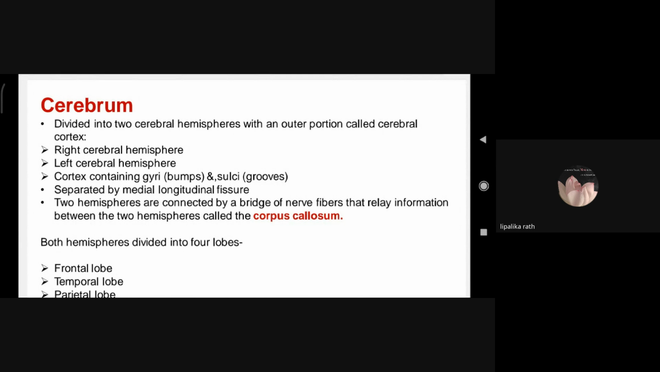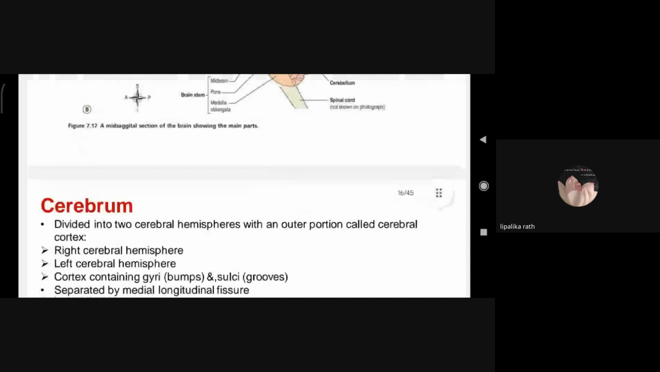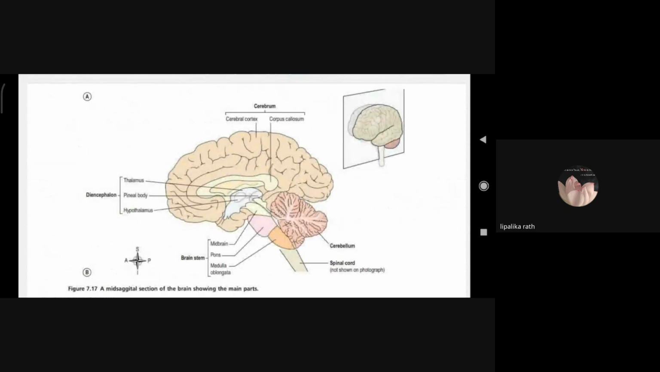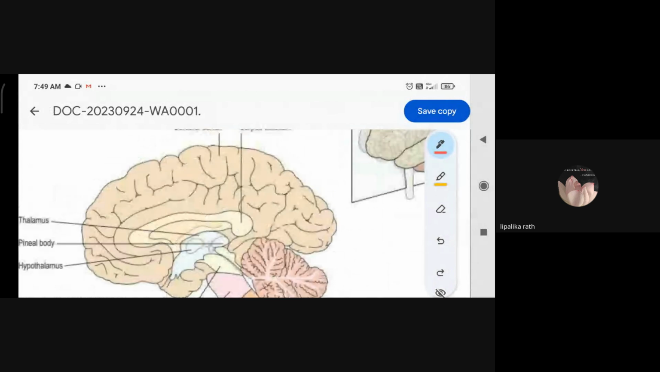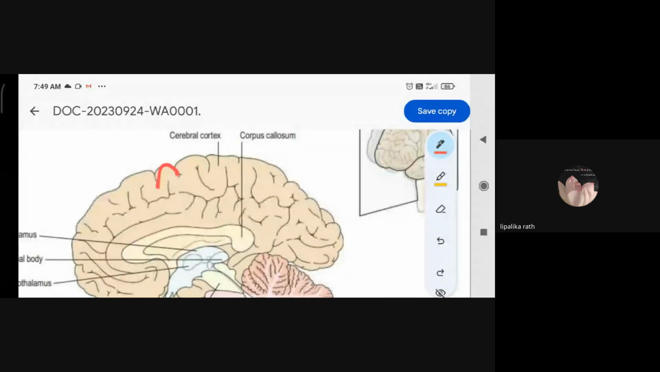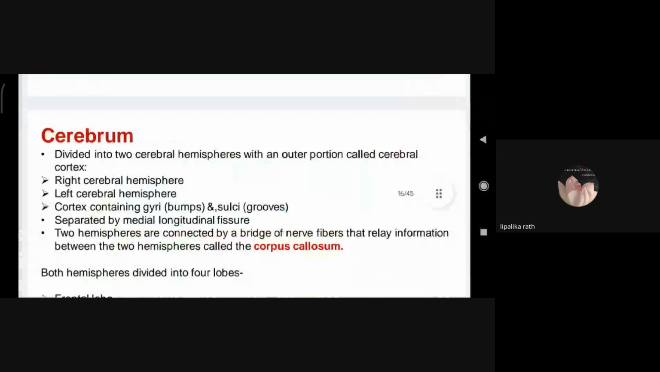Now the cortex contains gyri and sulci. In this picture you can see that there are bumps and depressions. Here you can see that this is a bump and just after the bump here it is a depression, here it is a depression, here it is a depression. These bumps are known as gyri, and these depressions are known as sulci. There are a lot of bumps and depressions. Gyri are bumps and sulci are grooves, separated by the medial longitudinal fissure.